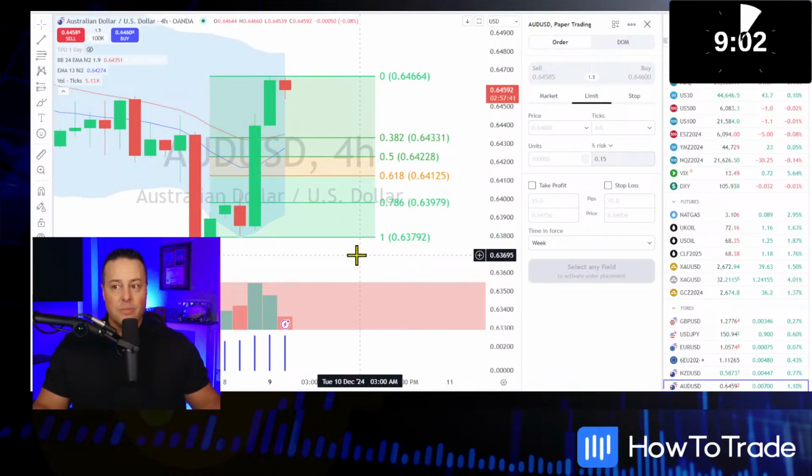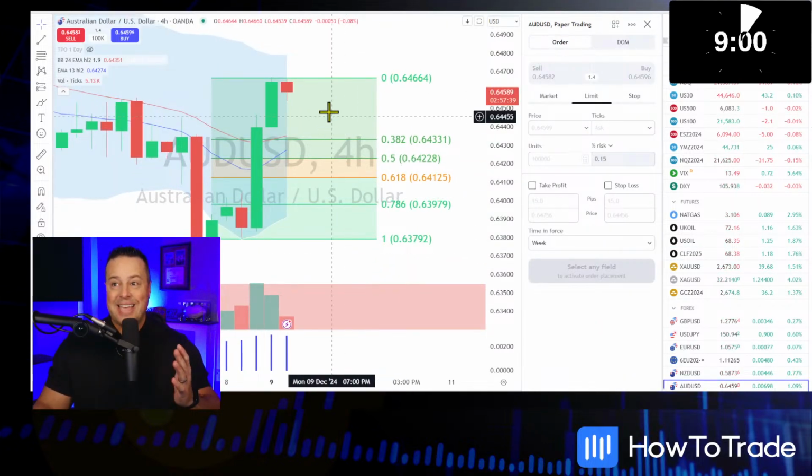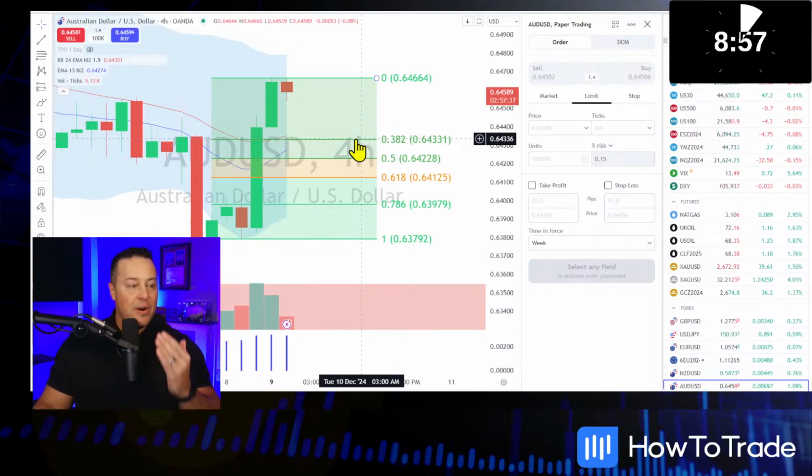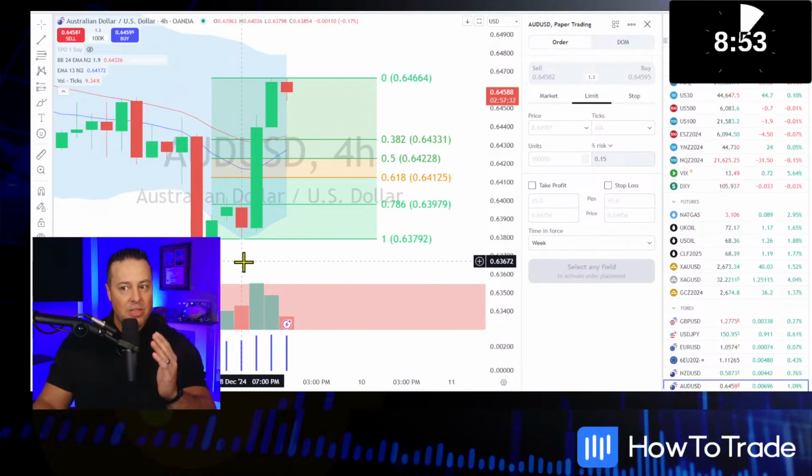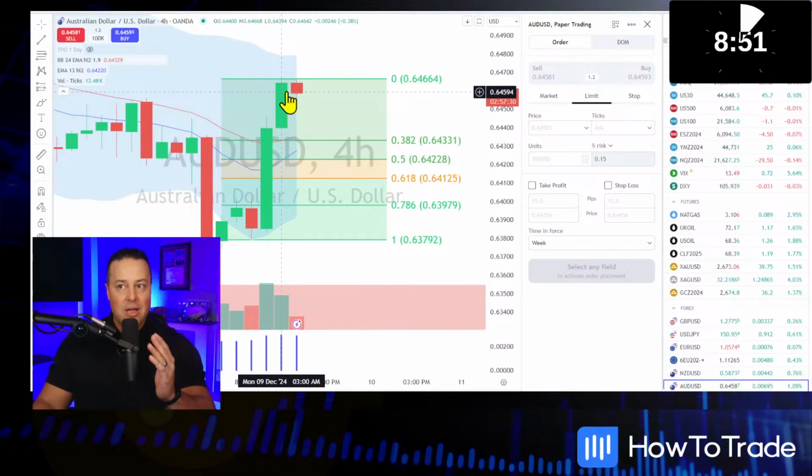This is a longer term trade, but still can qualify as an early day scalp. Pullback zone right there, 38%, right around 64.33. I love this Australian dollar. I love this setup right here. Spike low 4 hour, spike high 4 hour.